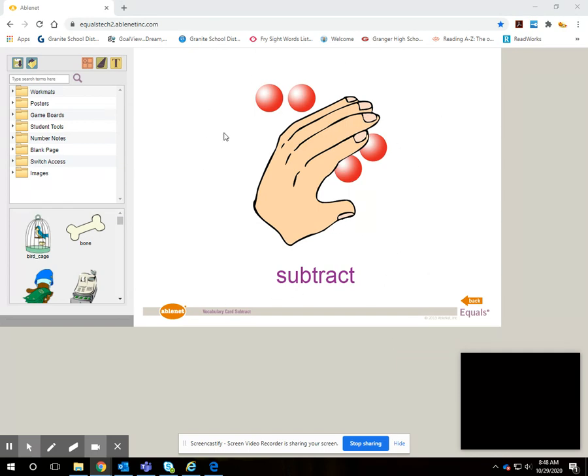Here's our vocabulary word that we've had in the past, and it is subtract. Subtract is another word for take away. We're going to remove some of them, take them away. They are no longer there. So you can see the picture of the hand there, and they're removing or taking away 2 of the red balls. And so there's only 2 red balls left, right? So they started with 4, they're sweeping some away, they're taking some away, and that leaves 2 left. That's what subtraction is all about.